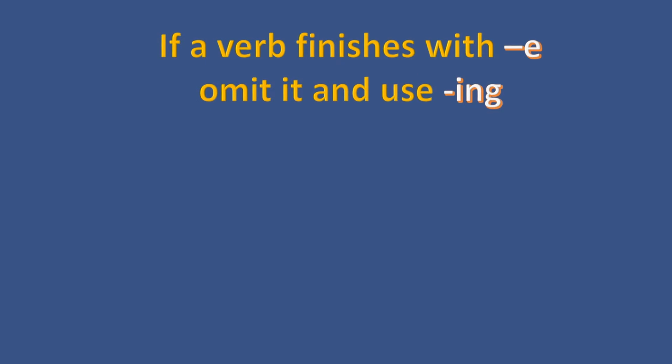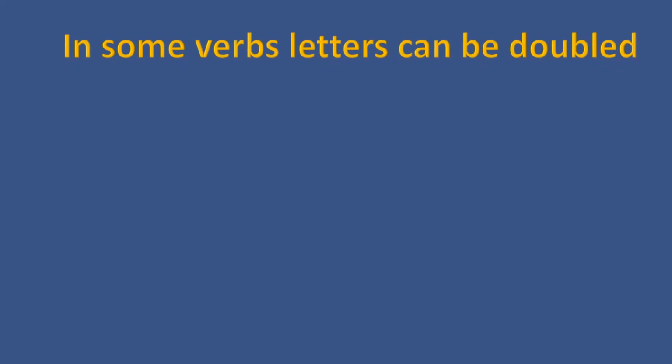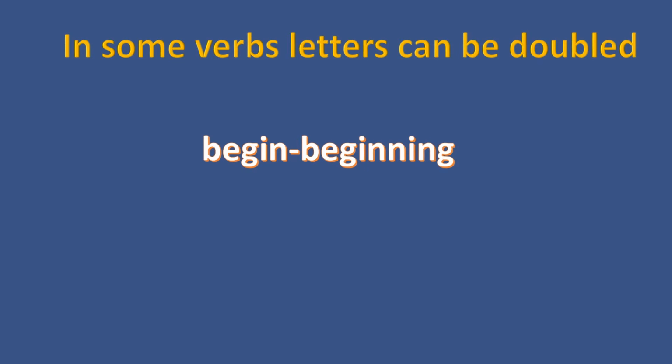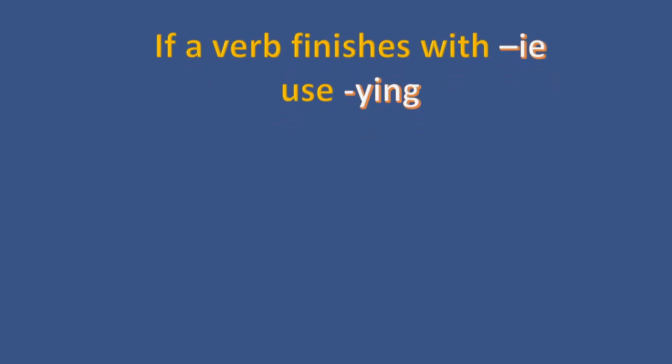If a verb finishes with E, we omit it and use ing. For example, write, writing, dance, dancing. See, seeing. In some verbs, letters can be doubled. Begin, beginning. Swim, swimming. Travel, traveling. If a verb finishes with IE, use YING. For example, lie, lying.